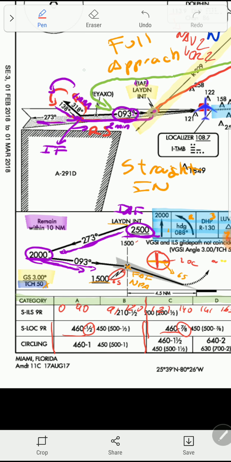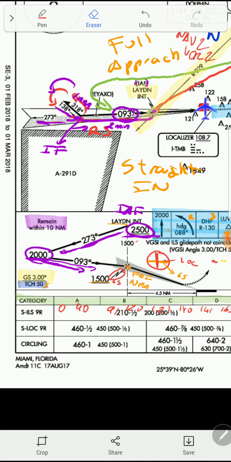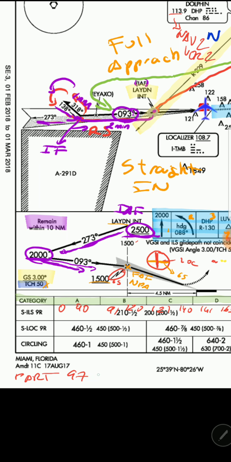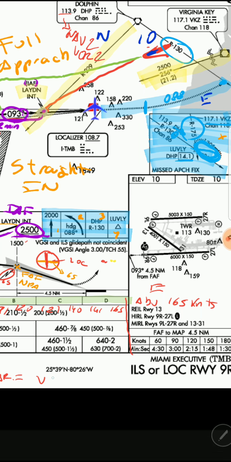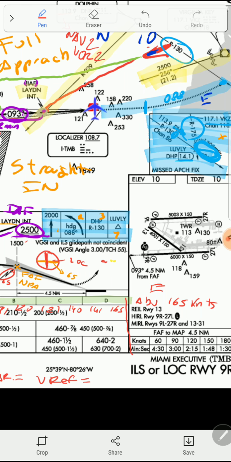How do I know which category to refer to? That's something we're going to call a new V speed. You know that for the Cessna we have VX, VY, VR, you name it. Today, Part 97 of the FAR says the approach category is going to be based on the VREF. And this VREF is published. You take whatever is published.